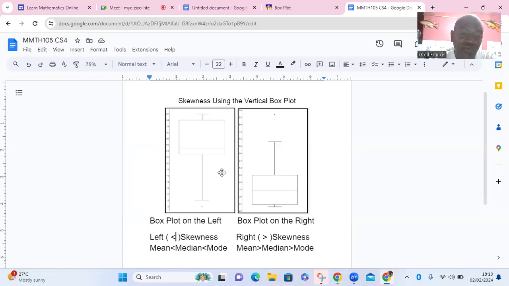So therefore, what you can generalize on a vertical box plot: if the box is on the higher end and has to shift downwards, it is skewed to the left, and the mean will be less than the median, less than the mode, so that the box can be pulled downwards. If you have a box plot and the box is on the lower end, it has to shift upward. That's the positive direction, that's towards the right. And the mean will have to be higher than the median to pull the box upwards.